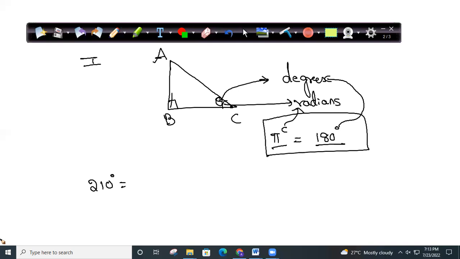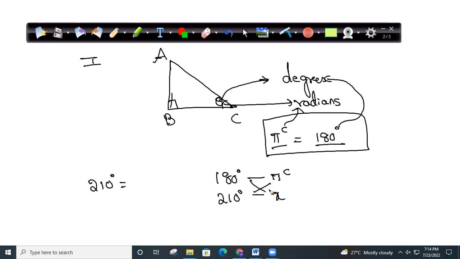Very good. Almost 20 students have given answers. Be active. It should not take so much time. Please do give me the answer. If you think you cannot, the rule is 180 degrees is pi radians, or pi radians is 180 degrees, both are the same. Now I'm asking a simple question: 210 degrees is how many radians?